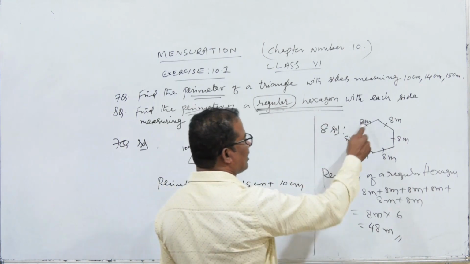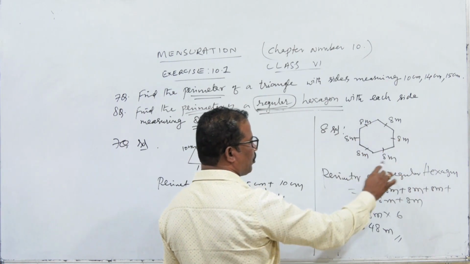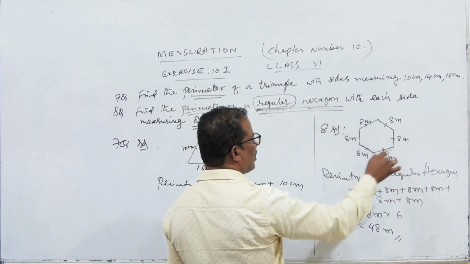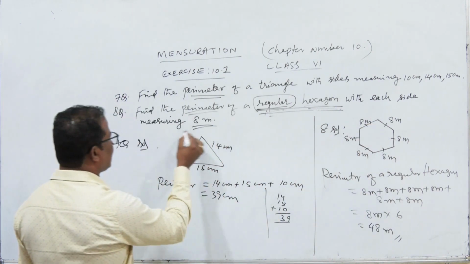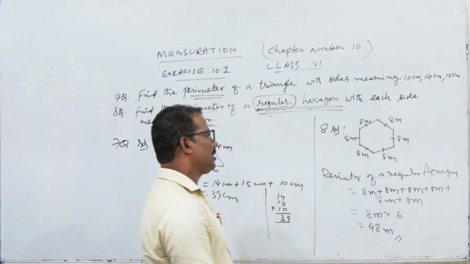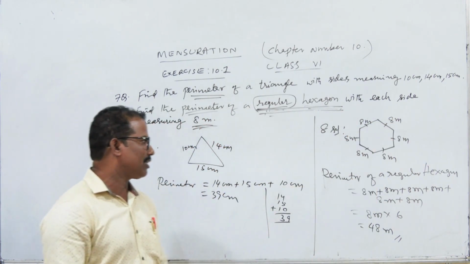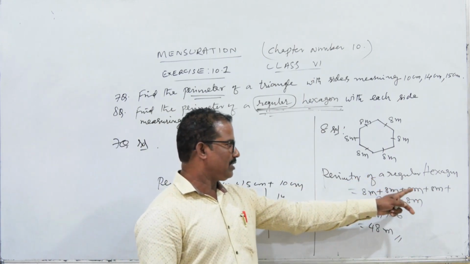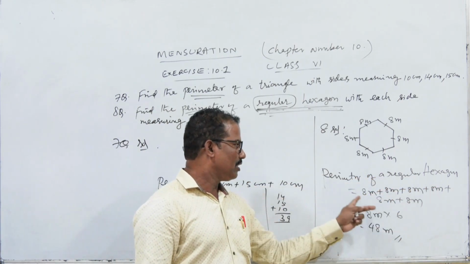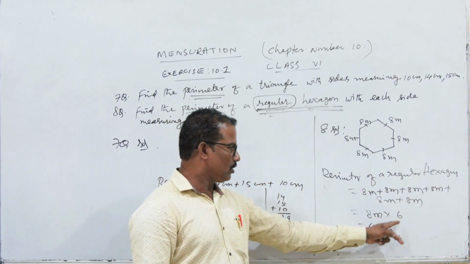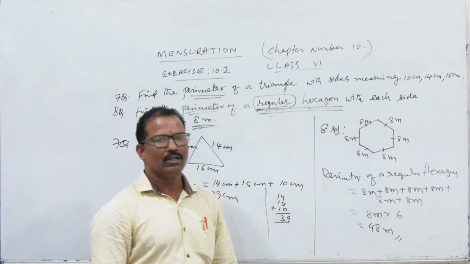So this is the total perimeter of this regular hexagon. Regular means all sides and all angles are equal. This is a polygon having 6 sides, called a hexagon, and regular means all sides are equal. Each side is 8 meter, so we write all the sides as 8 meter. So the perimeter of this regular hexagon is 8 plus 8 plus 8 plus 8 plus 8 plus 8. How many times is it repeating? 6 times. Straight away 8 meter into 6 times, 8 sixes are 48.